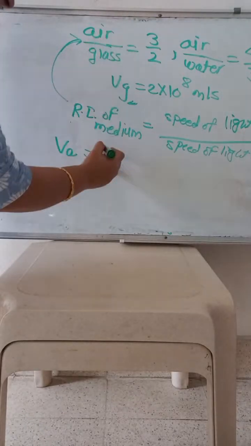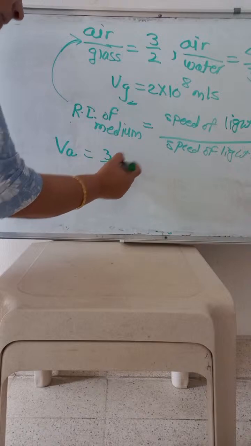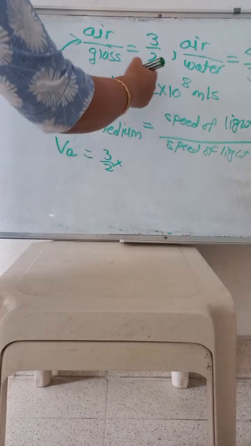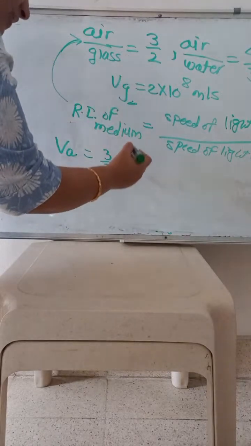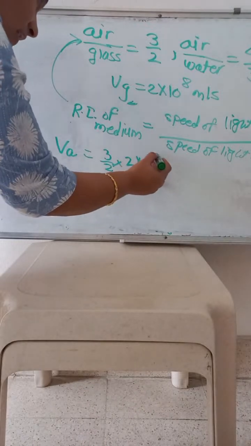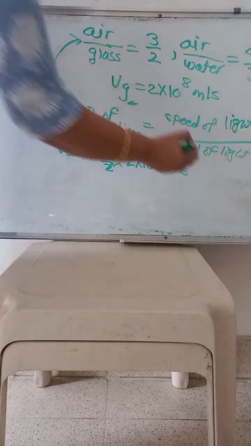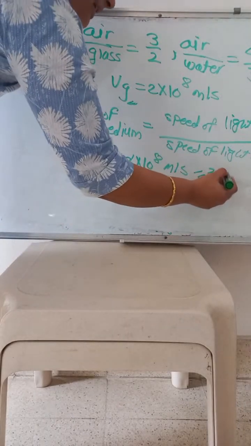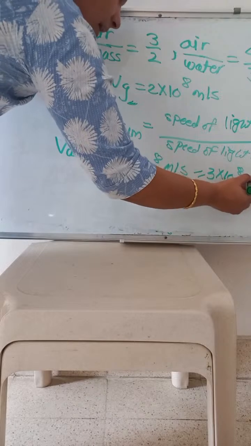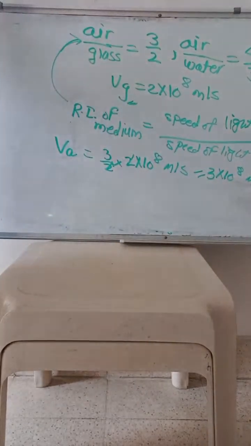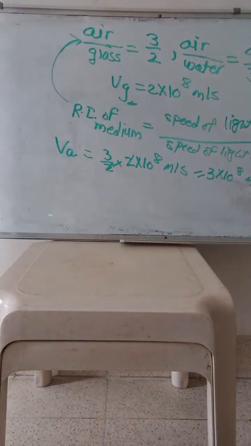Refractive index of the medium is nothing but 3 by 2, and speed of light in the medium is given Vg, that is 2 into 10 raised to 8 meter per second. 2 and 2 get cancelled, and we will get the answer 3 into 10 raised to 8 meter per second. So this is the answer for velocity of light in the air. Don't forget to write the units.